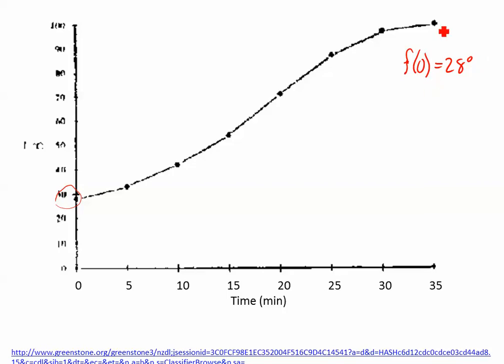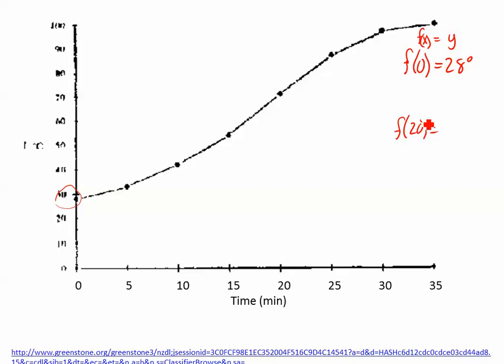Now, remember, this is f of x equals y, right? So x is what's being replaced. I'm putting 0 in for x, 0 in for the time, and the result is 28. All right, well, how about try this one? What is f of 20?